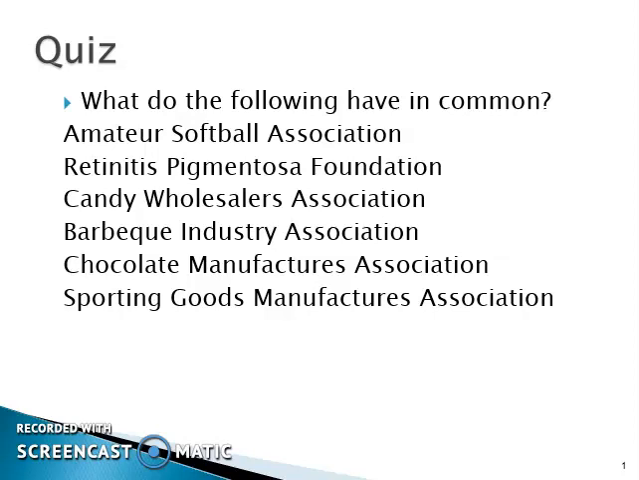All right, a little quiz here to start off this week's lecture. What do the following have in common? The Amateur Softball Association, the Retinitis Pigmentosa Foundation, Candy Wholesalers Association, the Barbecue Industry Association, the Chocolate Manufacturers Association, and the Sporting Goods Association. I'll give you a few seconds to think about that.